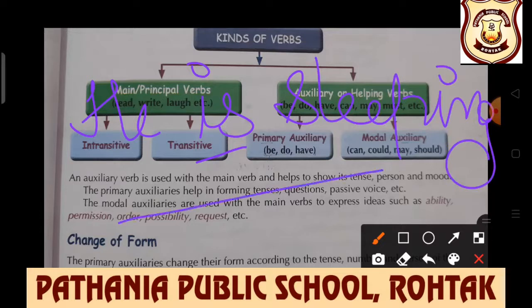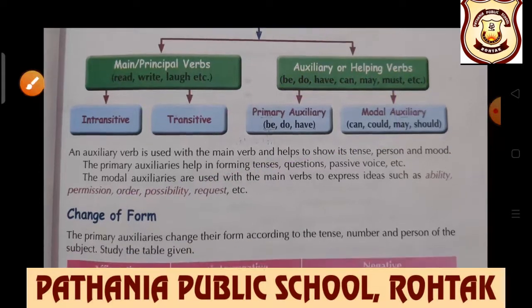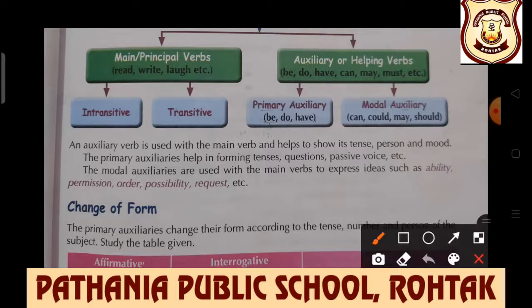By this simple example, we can understand that an auxiliary verb is used with the main verb and helps to show its tense, person, and mood. The primary auxiliary verbs help in forming tenses, questions, passive voice, etc. And another is modal auxiliary verbs.